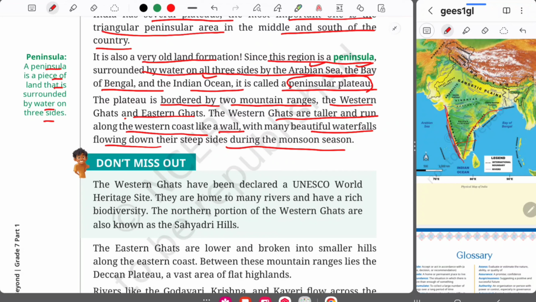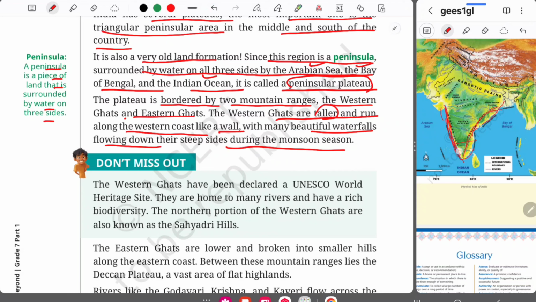This mountain range, yes, is a continuous mountain range, and in the eastern part, it is not continuous. It has been broken here. See here, it has been broken down. This is a continuous one, and this is not. And this Western Ghat is narrow, Eastern Ghat is broader. We have these two important mountain ranges, and these Western Ghats are taller and run along the west coast like a wall.